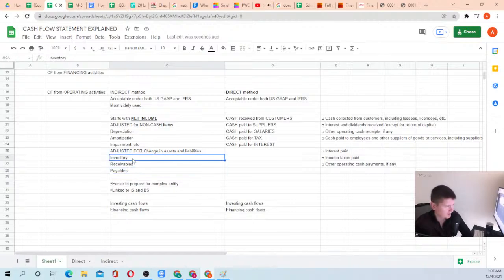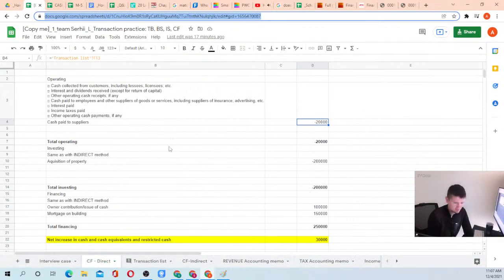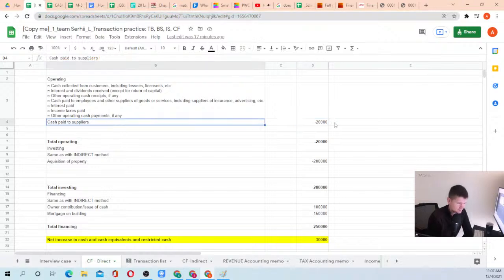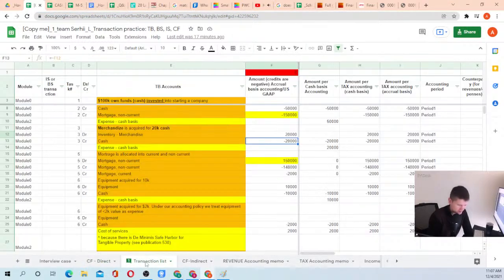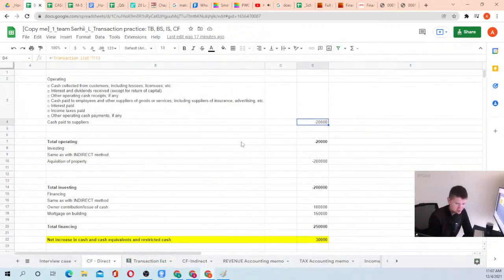Like for example, if you bought an inventory, and that's an example which we considered a bit earlier in the practice. So you bought an inventory. You paid to suppliers $20,000. Here it is, that transaction. You bought inventory, debited inventory, credited cash. Your income didn't change. Your income remained the same. You didn't make any income on that transaction. Zero income. But you actually had a cash outflow.